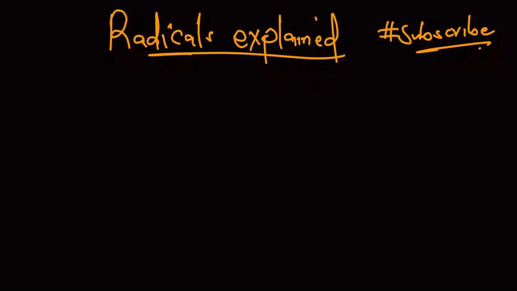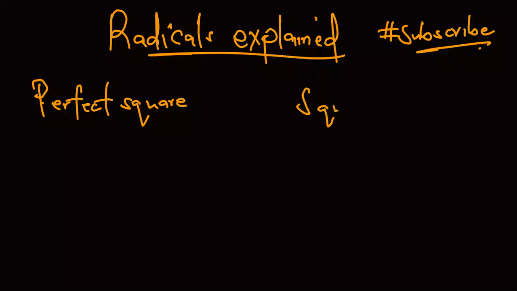We are going to look at radicals. So radicals are numbers which have roots. Usually in radicals, our main goal is to make the number have a perfect square. For example, a number like 4 is a perfect square. Then we can have the square root.